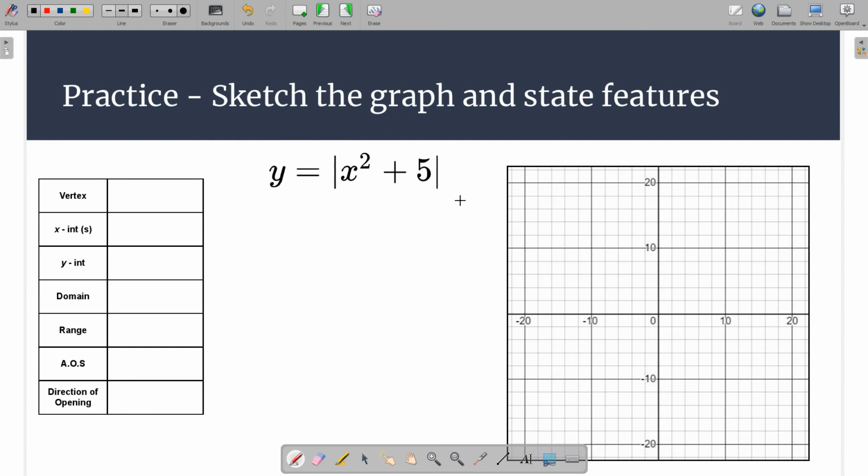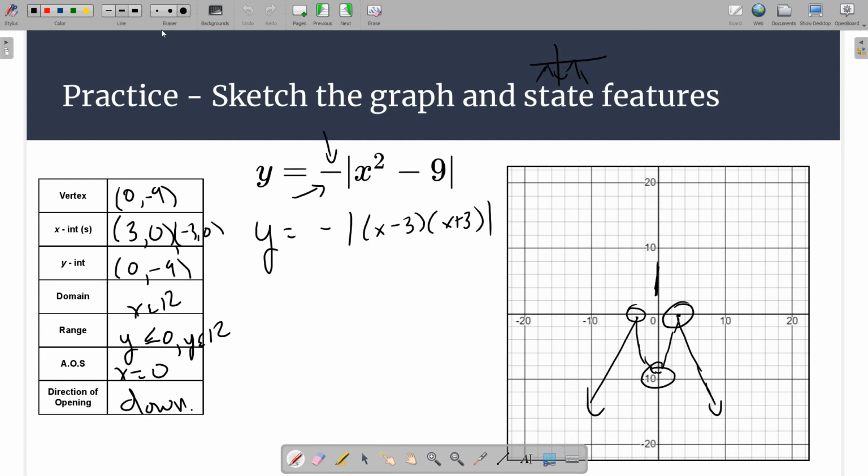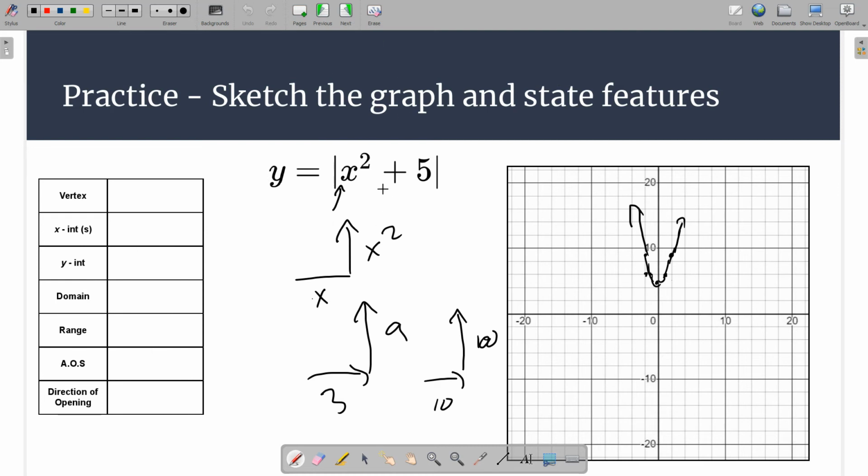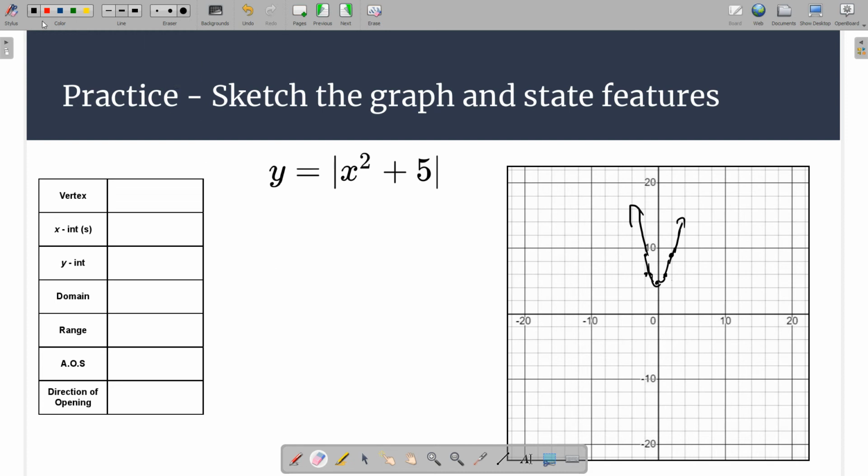And then if there was some other stretch there, then I would just multiply those vertical translations. But let's just go through this.